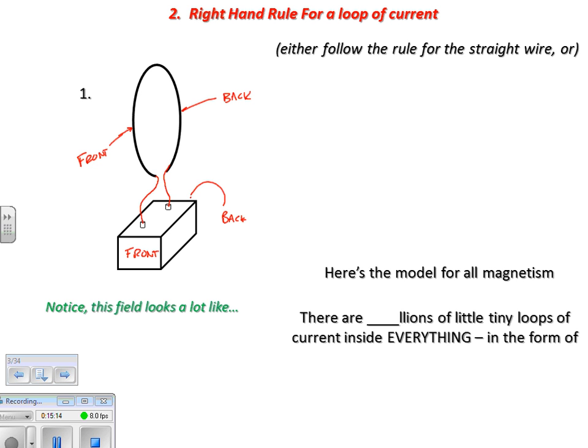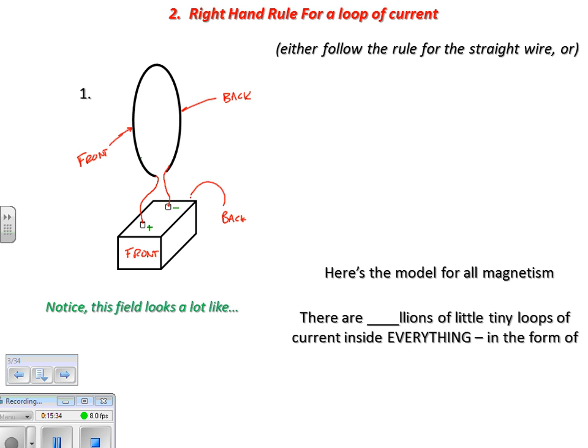Now, let's label this, let's give it a certain polarity. Let's call this the positive terminal, and that the negative one. Okay? Well, here's the deal. We can still, if we want to know what the magnetic field near a loop of current looks like, use our right-hand rule from the last page.